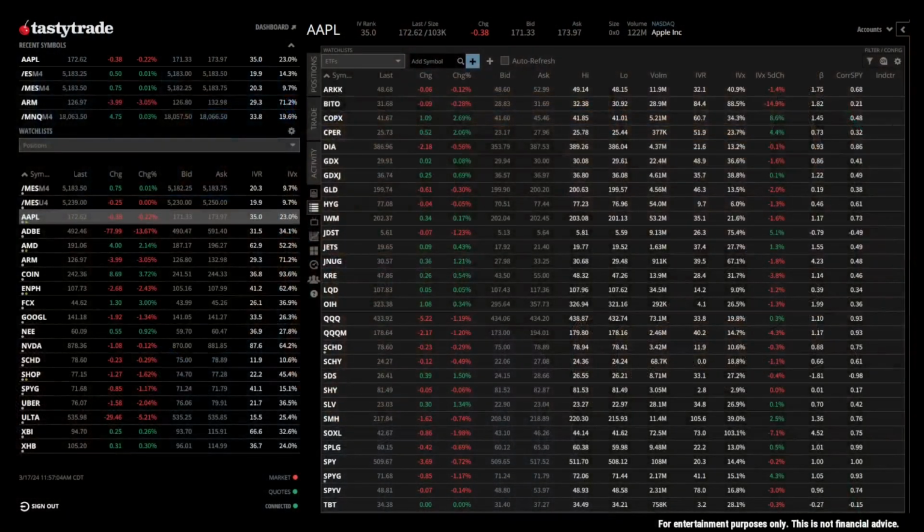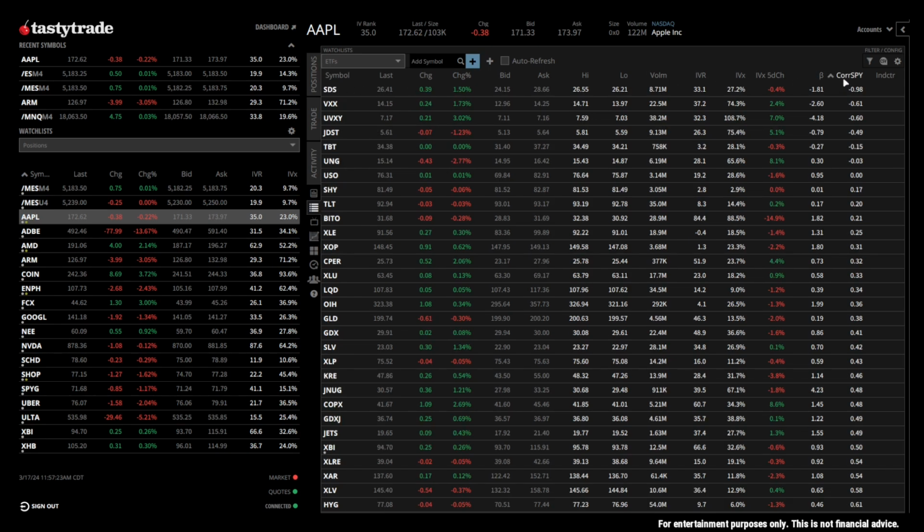So if I go back to the trading platform here, taking a look at these ETFs, if I wanted to, I could sort by correlation to the SPY. And you can see if I do a negative correlation, we have these volatility products, VXX, UVXY. These have an inverse relationship to the SPY. You can see they're -61 and -60 respectively.